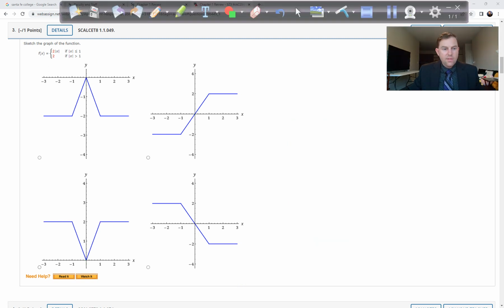So be careful. You don't a lot of times see where they make the x value the absolute value of x. Usually they make it just x less than a number or bigger than a number, so you got to be careful there.